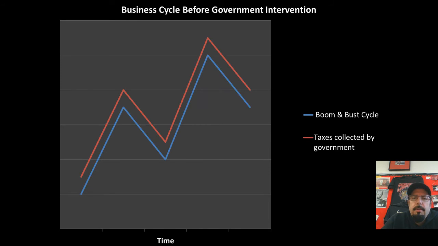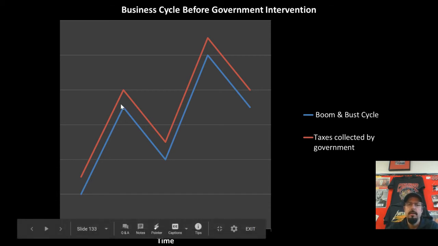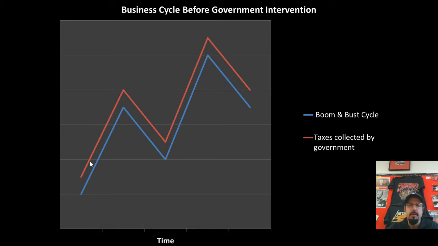So here's a couple of diagrams that show the standard business cycle. You have your boom and bust cycles. And then, of course, if you're making more money as a country, you're going to collect more in taxes. So the blue line is the boom and bust cycles. You have your booms and you have your busts, and then you have your taxes collected because people are making more, so you're going to collect more in taxes.